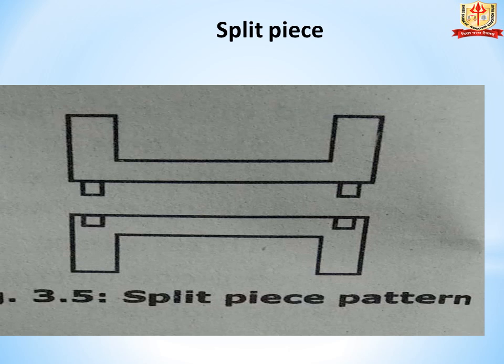Now we see the next pattern, split piece. In the diagram you can see split piece pattern. Many patterns cannot be made in a single piece because of molding difficulties. These patterns are made in two pieces by passing a plane through the center line. Their parted pieces are flat and one of the faces carries dowel pins and the other has corresponding holes to keep them in secure position during molding.